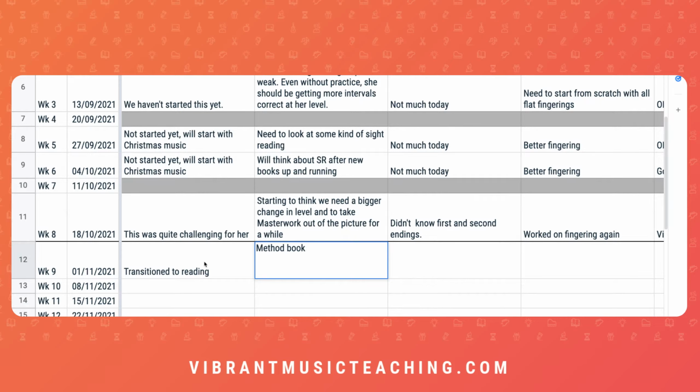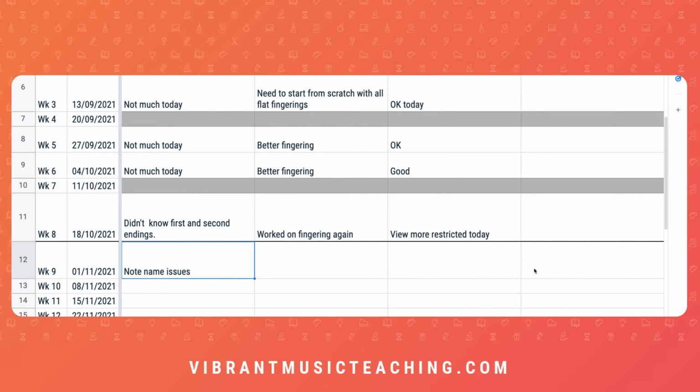Under reading, I'm just going to write method book needed, because I think she needs a much more structured, much more step-by-step approach than I initially thought after what I saw this last week. That's the theory title there. And then we didn't get to scales today. That's my technical exercises column.